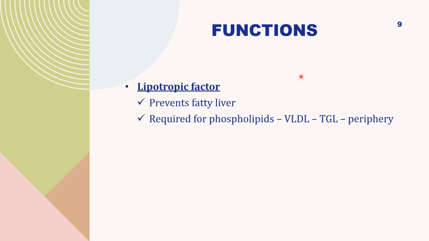Choline is required for the formation of phospholipids, which helps in the production of VLDL, very low density lipoprotein. The function of VLDL is to mobilize the triglycerides from the liver to the periphery. So triglycerides will not be accumulated in the liver. So obviously it prevents fatty liver. Choline is a very good lipotropic factor.